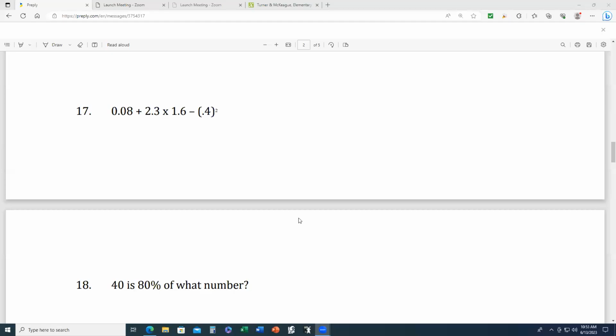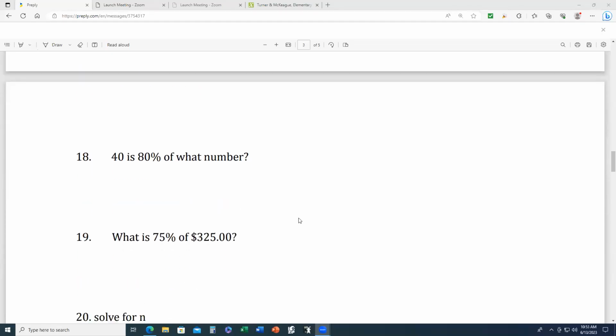Number 18: 40 is 80% of what number? Oh, now we can do this one of two ways. We can do this by setting up an equation, or we could use a proportion. Which way do you prefer? Can you show me both? I'll show you both ways.